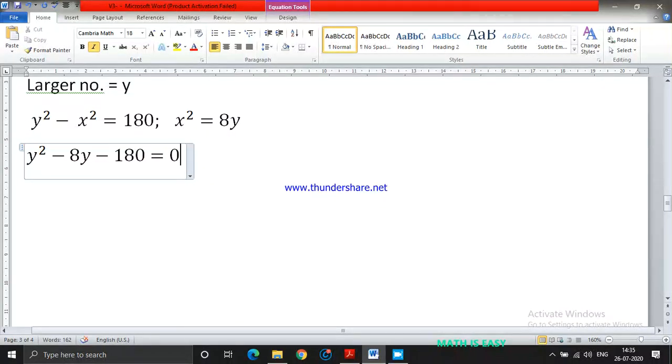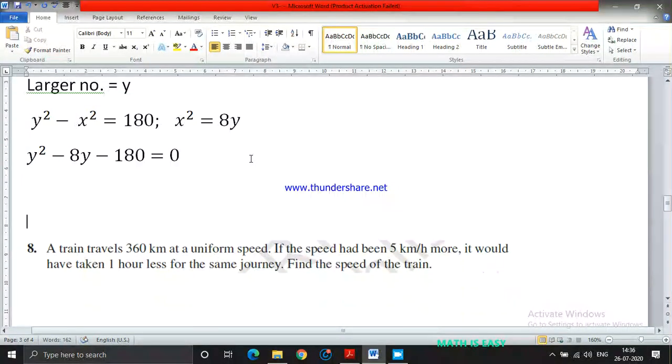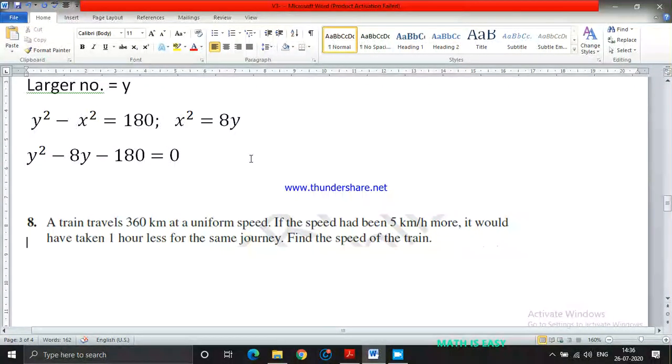So you have to factorize 180 to get 8. Find out what the factors of 180 are. 18 into 10 is 180, and you want minus 8, right? So minus 18 into 10. So try this out. I'm giving hints to solve the question. If you face any difficulty with factorization, you can use that hint.